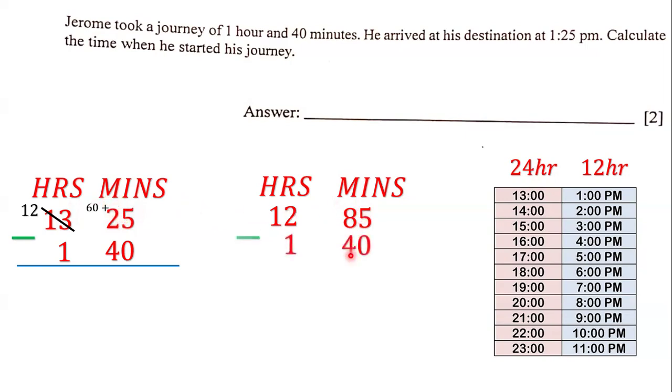Now we subtract. So we have 85 minus 40. So 5 minus 0 is definitely 5. 8 minus 4 is definitely 4. And 12 minus 1 is definitely 11. And so 2 minus 1 is 1, and 1 minus 0 is 1. And so that means that the time that he started his journey is 11:45 a.m. And that's the answer to this question, 11:45 a.m.